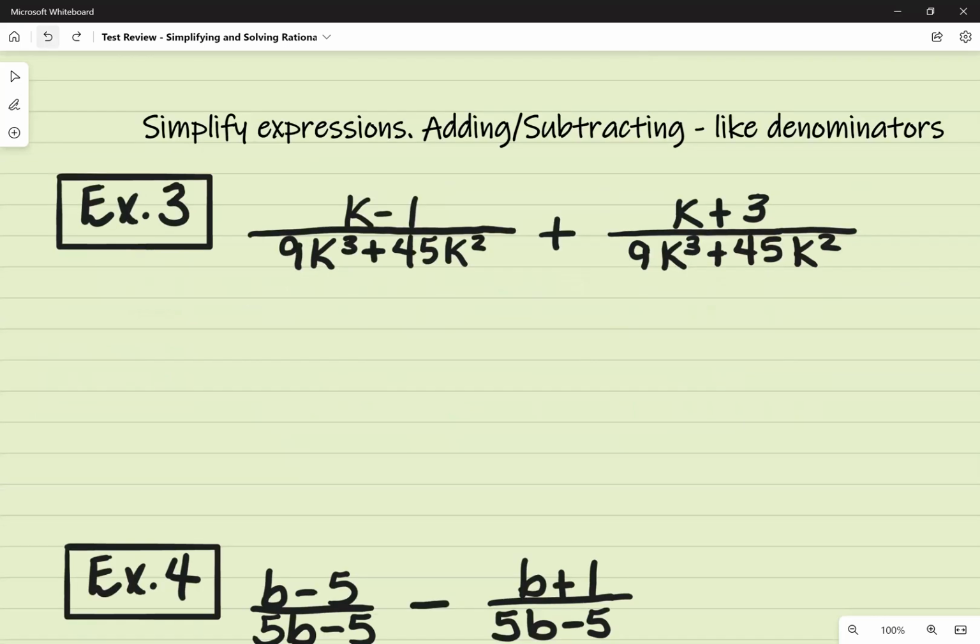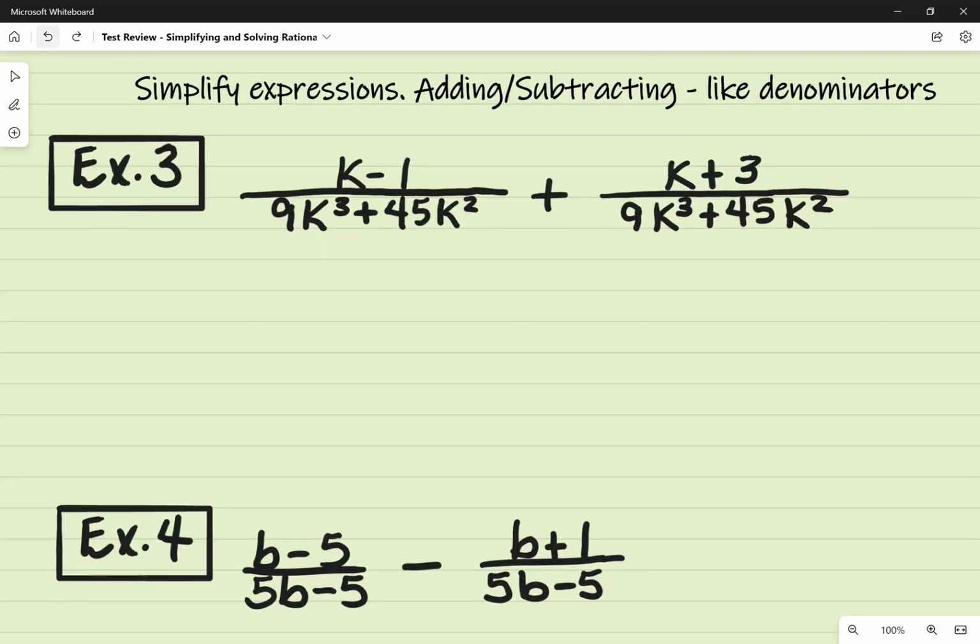Example 3 and 4. They're asking me to simplify the expressions. I have like denominators. So these are the easier simplifying expressions type problems. If my denominators are all already looking the same, all I need to do is just put it in one big fraction. So 9k cubed plus 45k squared.